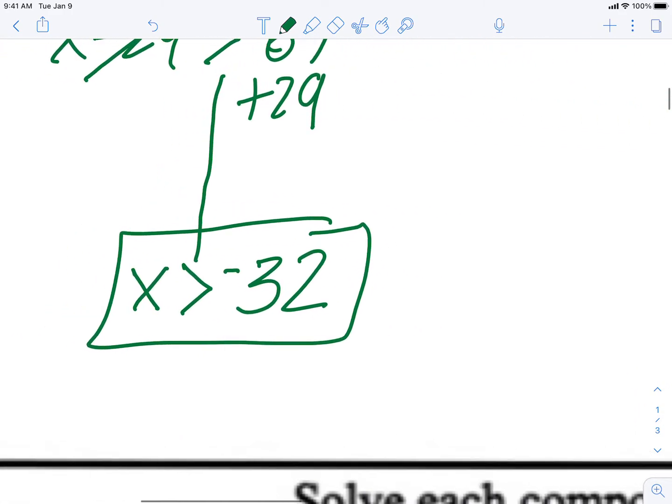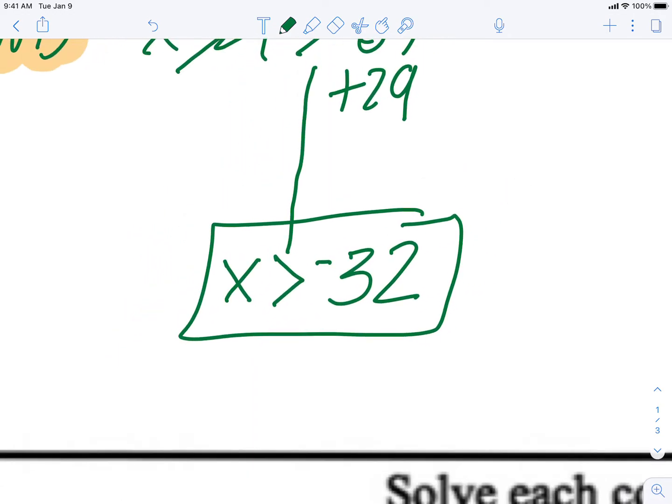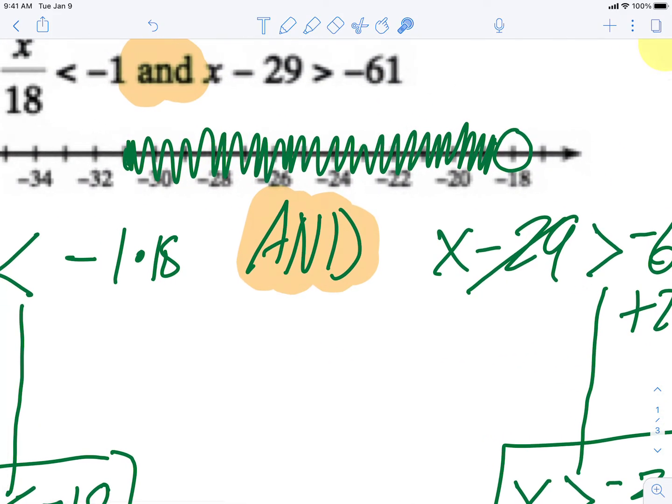Now let's go take care of this bad boy here. This says open circle, because we only have greater than. There's no equal sign there. Open circle on negative 32. And we're going to graph to the right because we use our right hand to make these scissors. So open circle on negative 32, and we're going to graph to the right. But look.